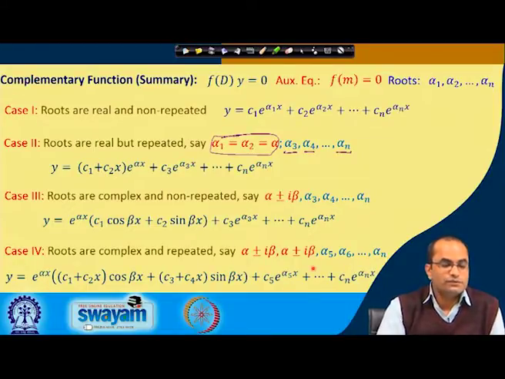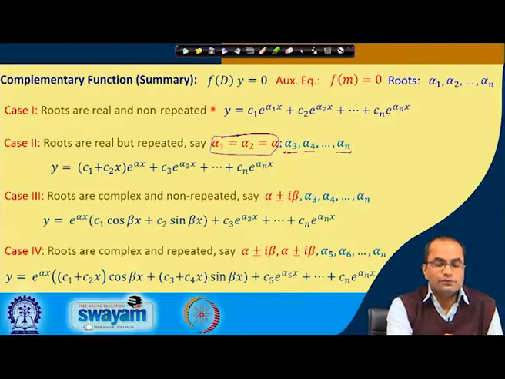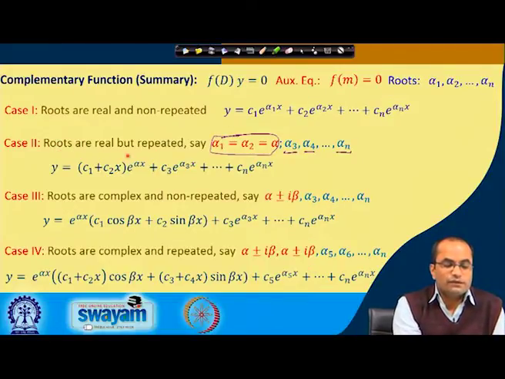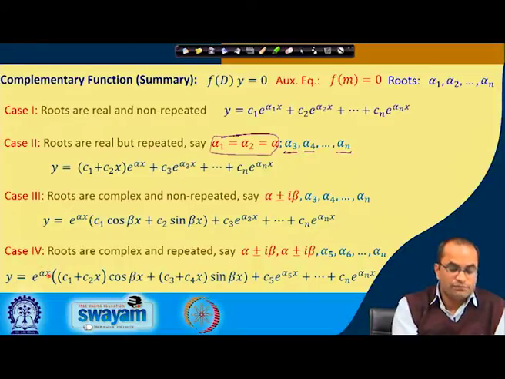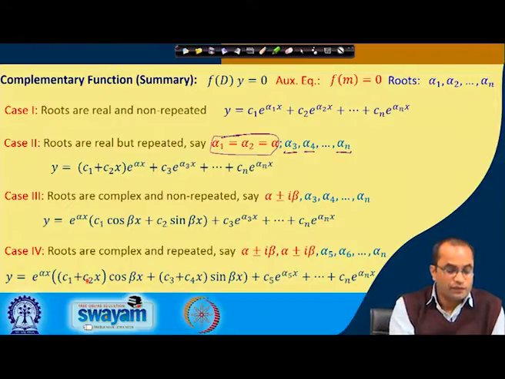So, this is the whole summary. We have the real non repeated roots, that is the first case. When the roots are real but repeated, we will have this polynomial term with the constants. When we have complex roots, we have exactly c 1 cos beta x plus c 2 sin beta x terms. And when we have complex and repeated roots, again we have e power alpha x, and then c 1 plus c 2 x and c 3 plus c 4 x terms will be there, as we have in the case of the repeated roots for the real.